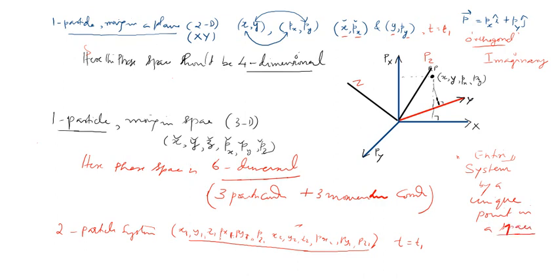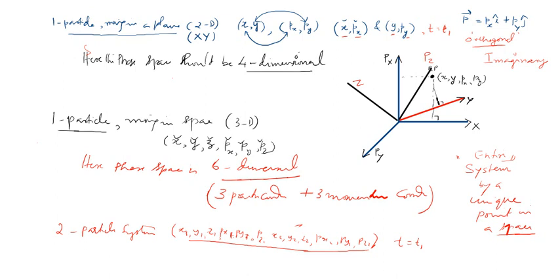So a two-particle system is represented in phase space, with coordinates and momenta in total. That's quite simple. So you need to have a 12-dimensional phase space. You have to just imagine 12 dimensions.